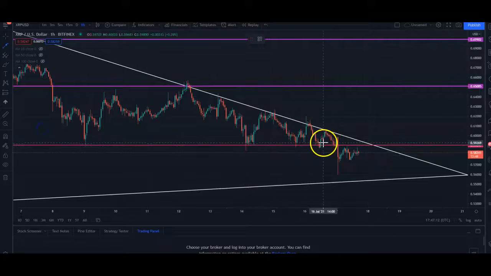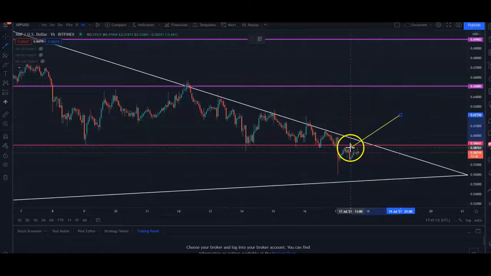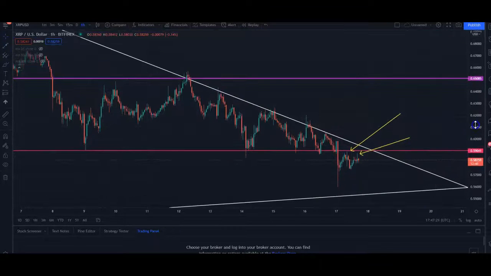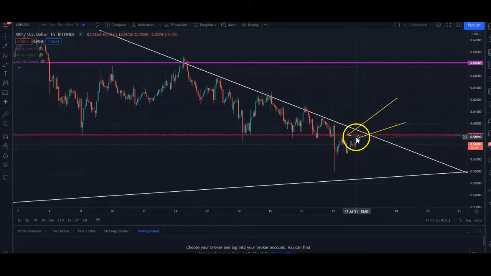price broke this support, retested it there, and has retested it there. As long as price stays beneath this 59 cent zone, we can anticipate price to continue to the downside.